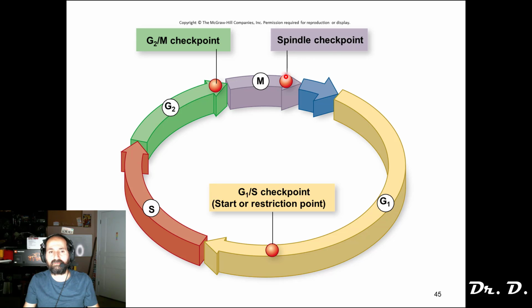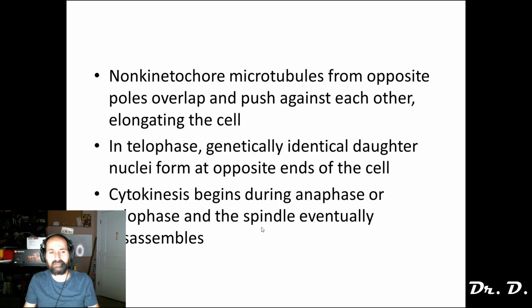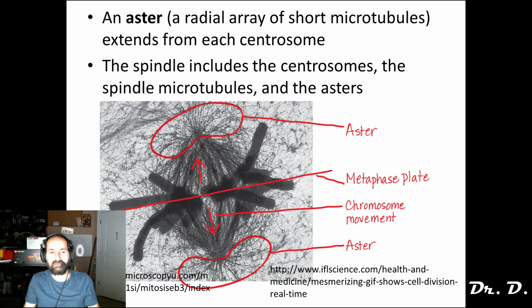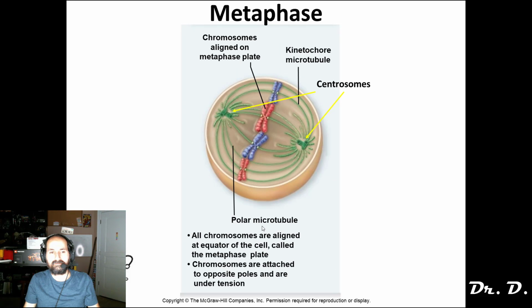Until the spindle checkpoint. Remember the metaphase checkpoint? The late metaphase spindle checkpoint. Let me show you what I'm talking about. Basically, there's a checkpoint here in metaphase. And what does that checkpoint check? It makes sure that every sister chromatid pair, every kinetochore, is attached to a microtubule. You see this microtubule is attached to a kinetochore.